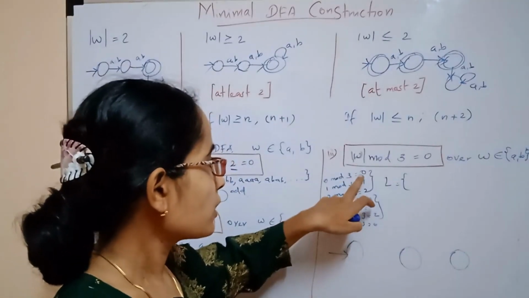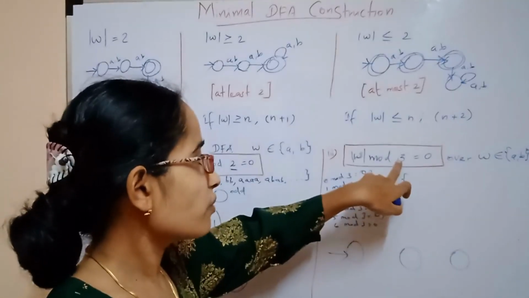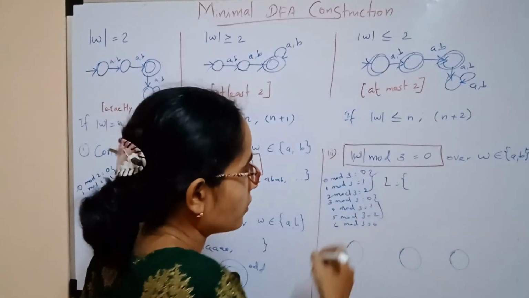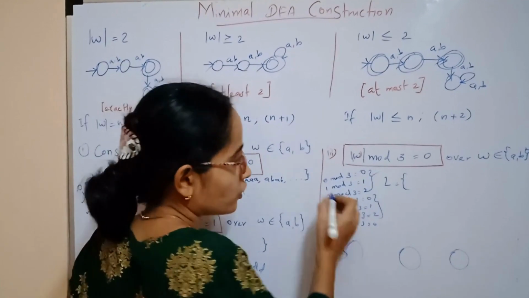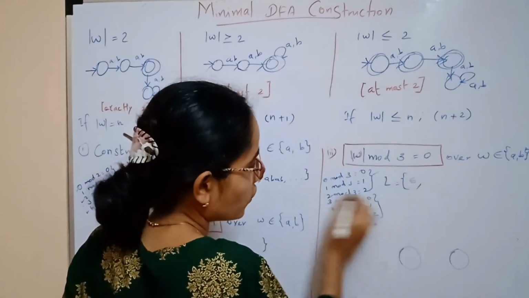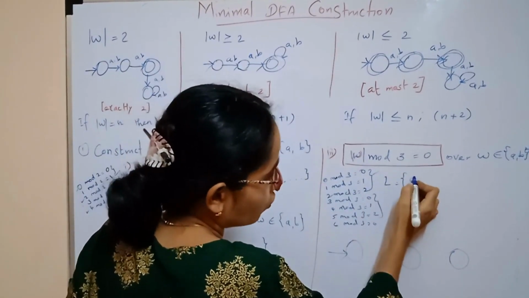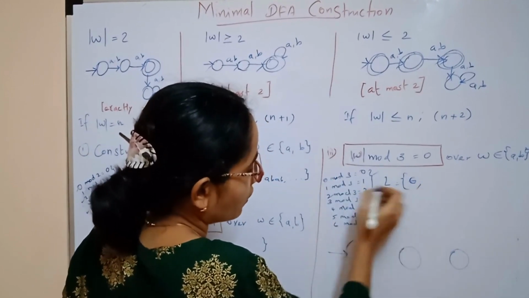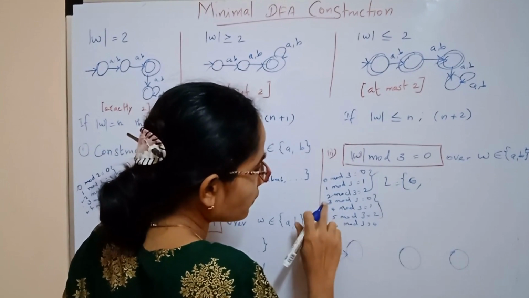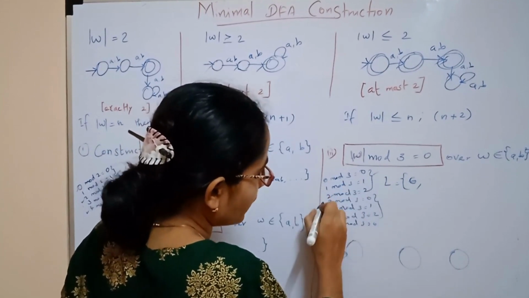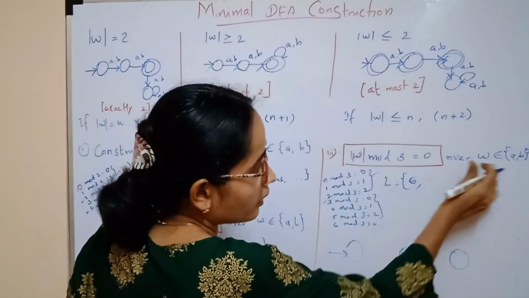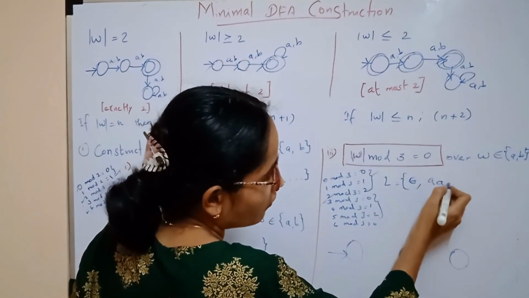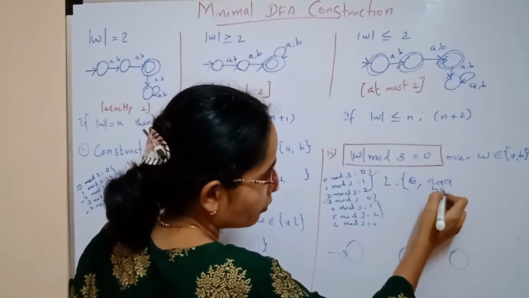So the length of the string should be divisible by 3, which means I can take this one, divided by 3. So I will have epsilon here because 0 is divided by 3, so it gives the remainder as 0, right? And then you will not take these two, you will take 3, right? 3 means the length is 3. So over the alphabet a, b, we will have triple a, otherwise triple b.